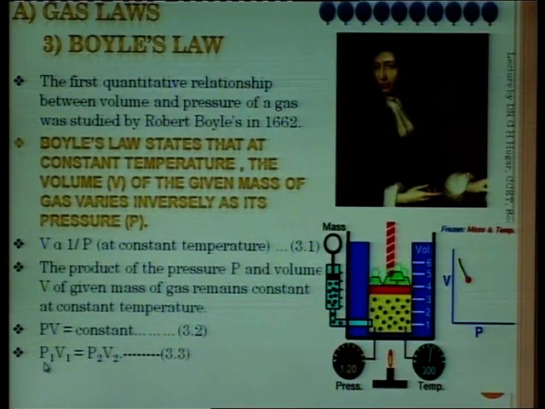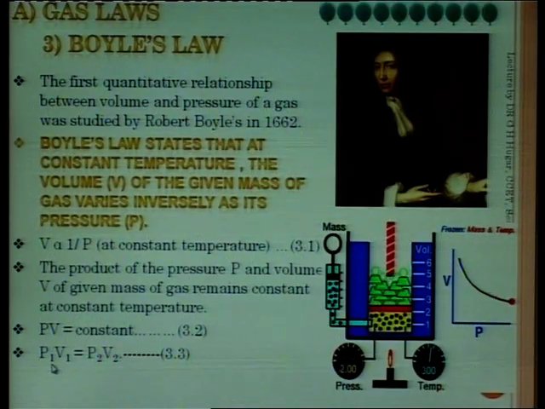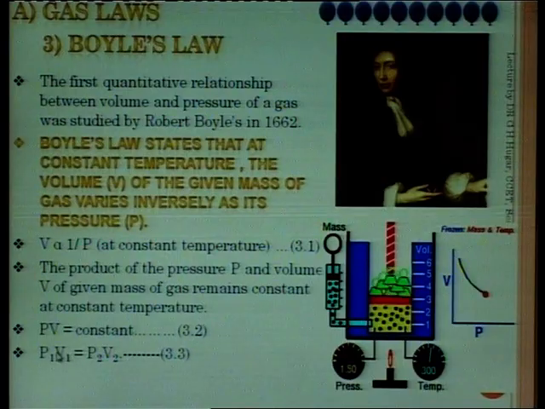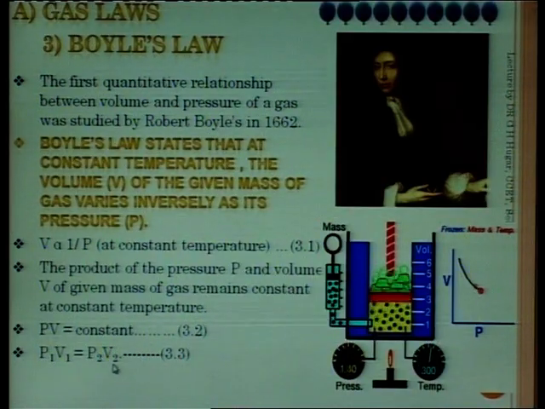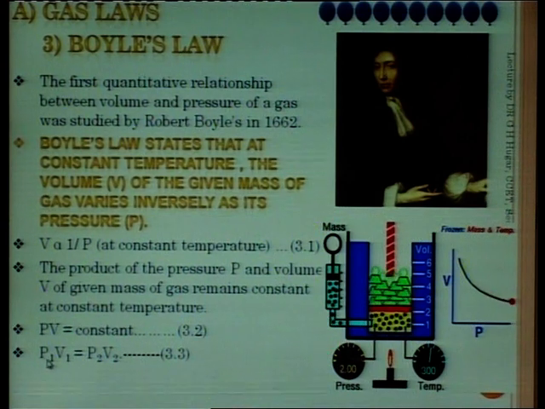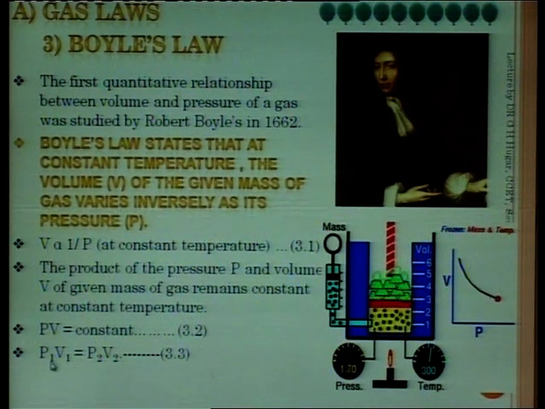So, if you have a pressure and volume at a particular constant temperature, and you multiply the product of the pressure and volume, that will be equal to the pressure and volume of the same gas at P2 pressure and V2 volume, according to this equation.